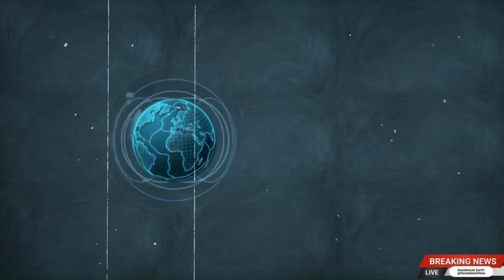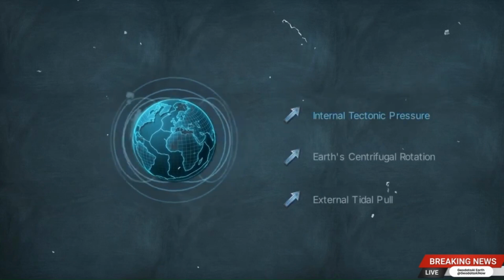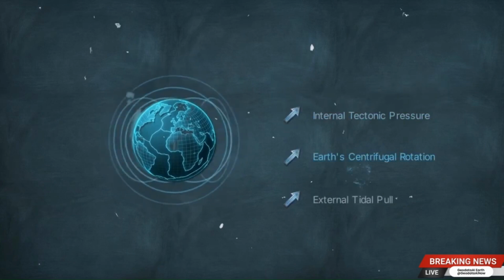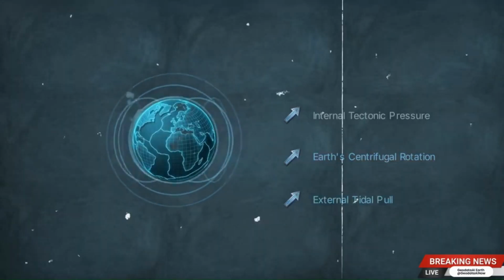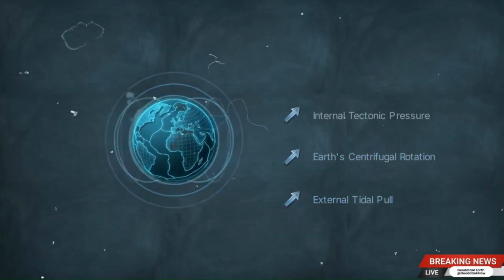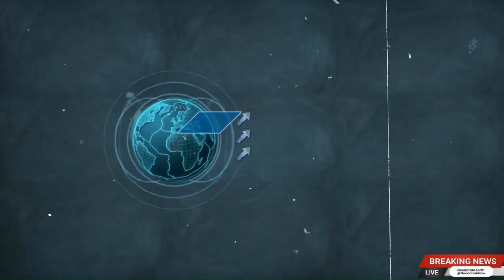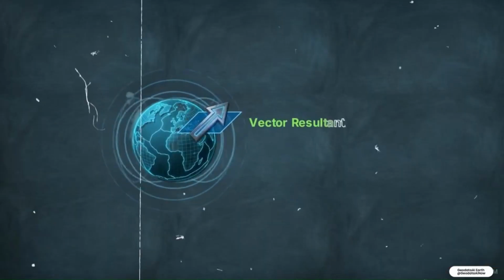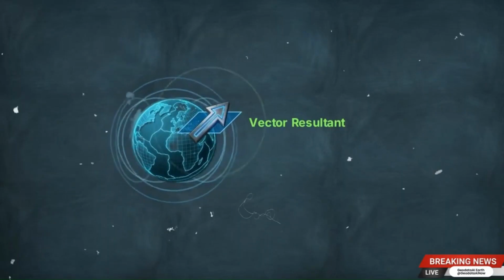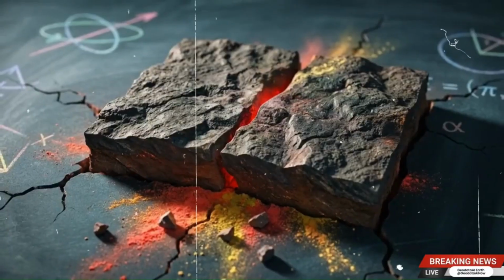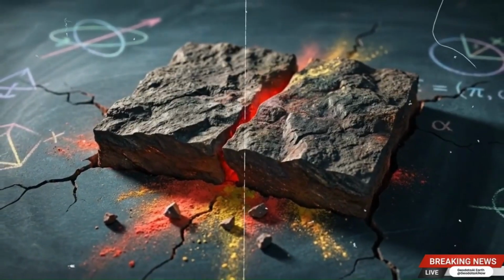upon it. This animation breaks down the Newtonian gravity formula into constituent forces: internal tectonic pressure, Earth's centrifugal rotation, and external tidal pull. Summing these forces on a fault line derives the vector resultant, representing the true mechanical strain applied to the crust. The mechanism here relies on distinct phases of physics.